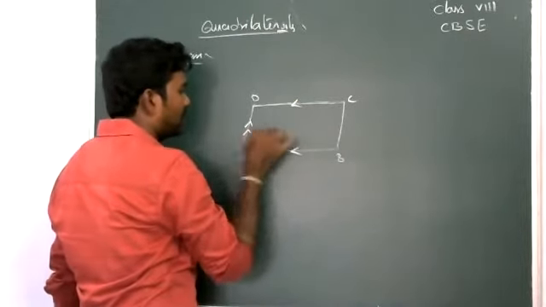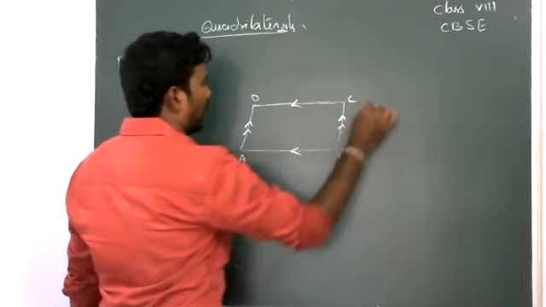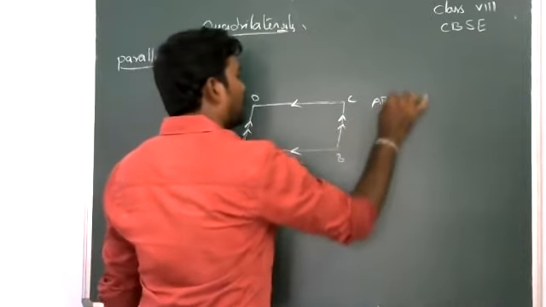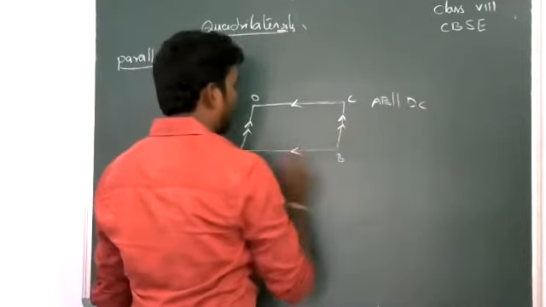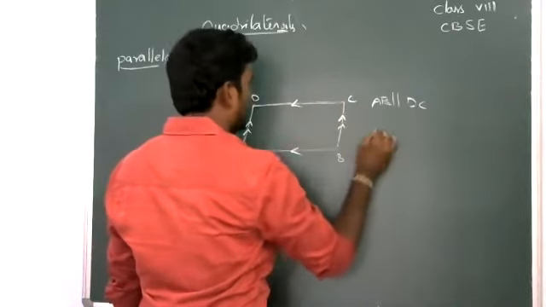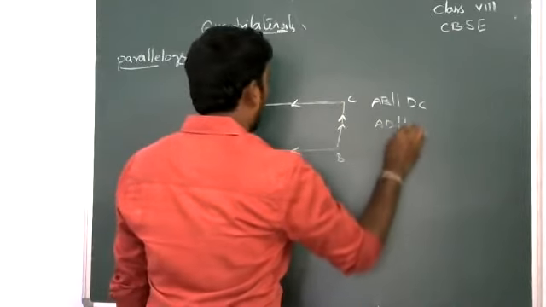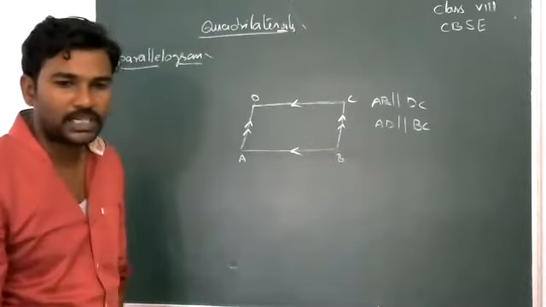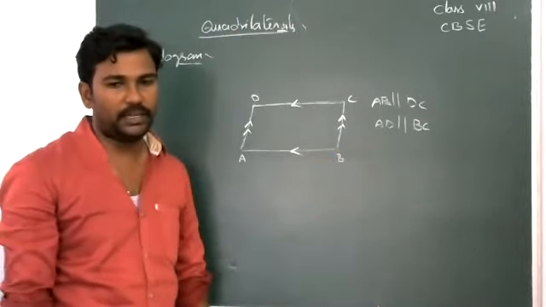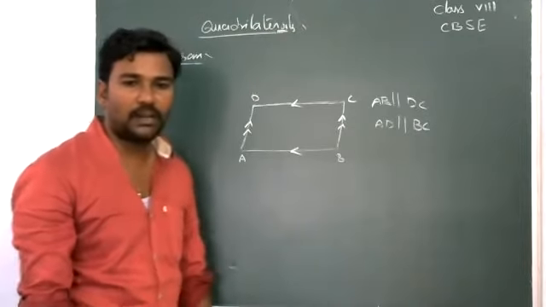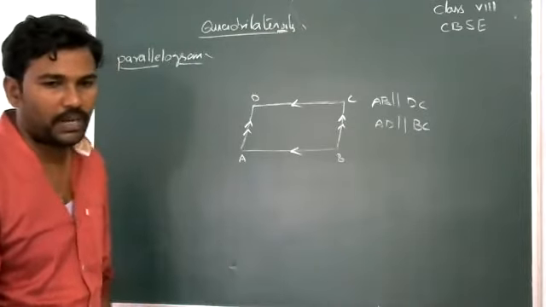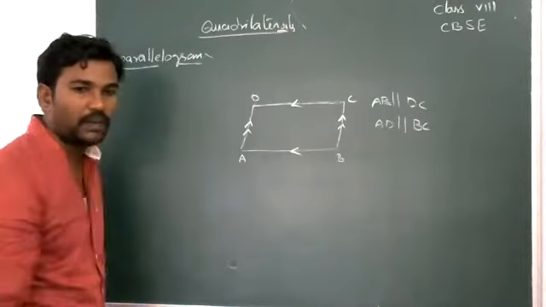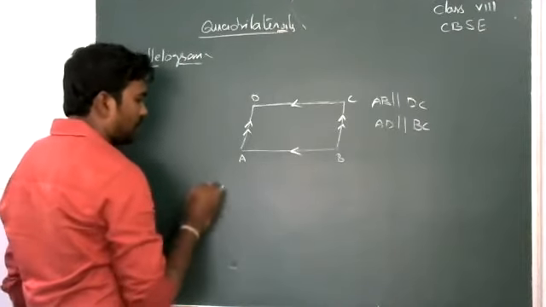These symbols represent that AB is parallel to DC, and similarly AD is parallel to BC. Two pairs of parallel sides are there. Then these quadrilaterals are called parallelograms. Now comes the properties of a parallelogram.